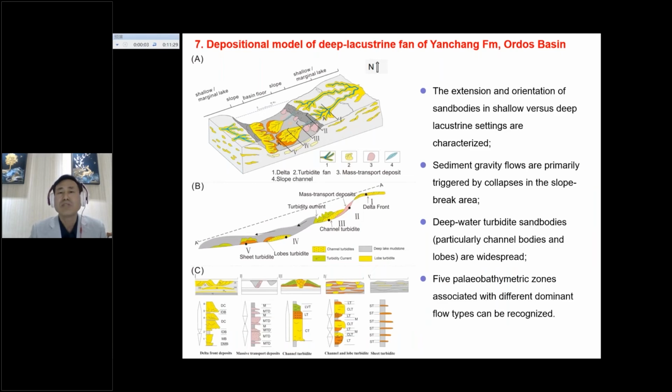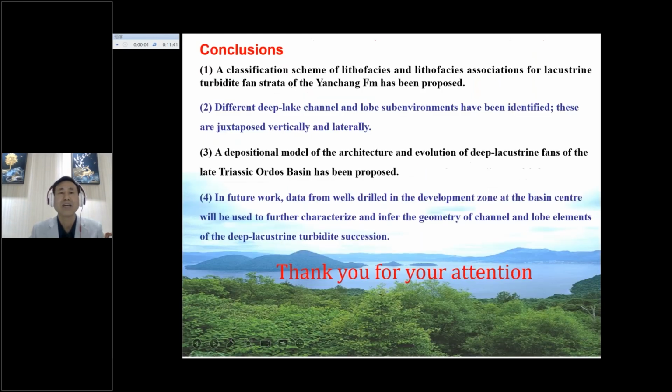Depositional model of the deep lacustrine fan of the Yanchang Formation, the extension and orientation of sand bodies, and these sediment gravity flows are primarily triggered by collapse. Conclusions and future work: data from wells will be used to further characterize and infer the geometry of channel and lobe elements. That's all. Thank you for your attention.